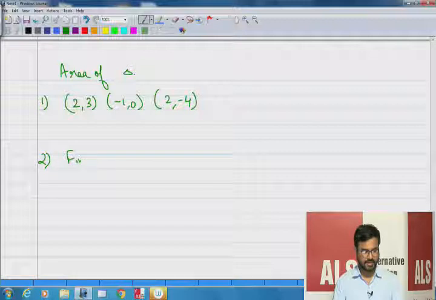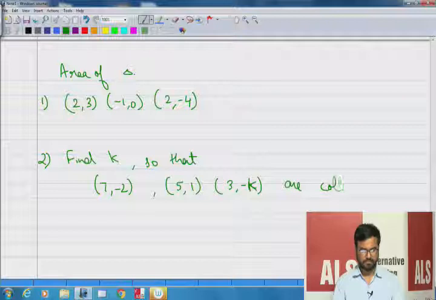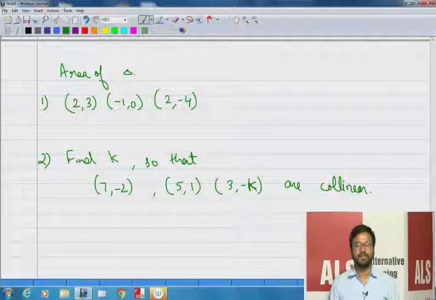And second one, try this. Find k so that these 3 points are collinear. Find the value for k so that these 3 points are collinear. And what do you mean by collinear?